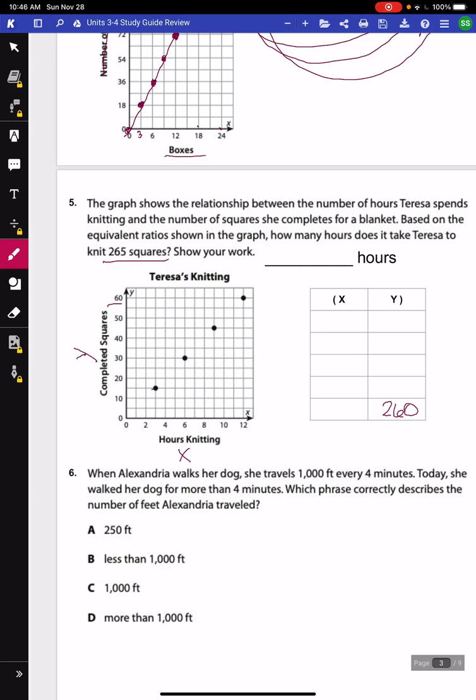So I need to go in and fill out all 4 of these ordered pairs. So I'm going to start at my origin, move to the right 3, and then I'm going to go up to 15. So that gives me the ordered pair 3, 15. I also have 6, 30. Then I have 9, 45. And then this last ordered pair is 12, 60.